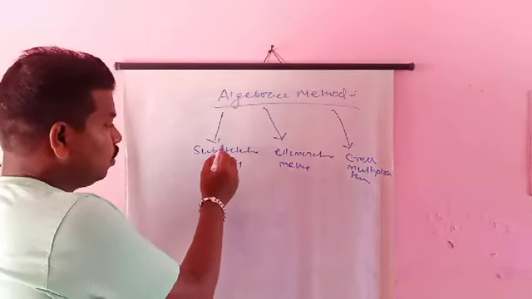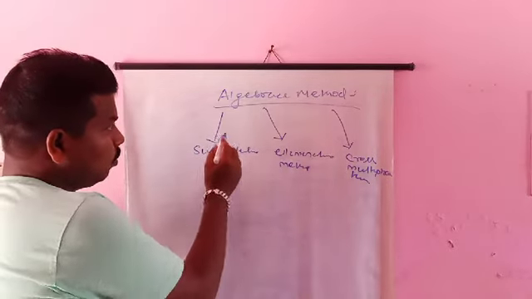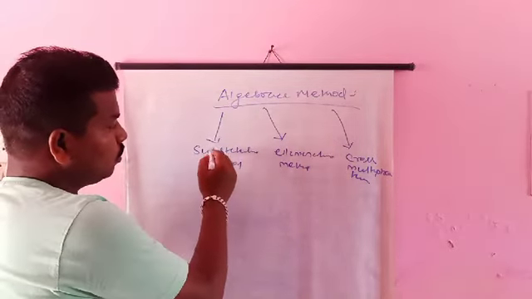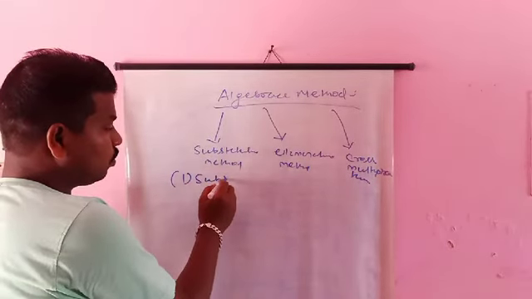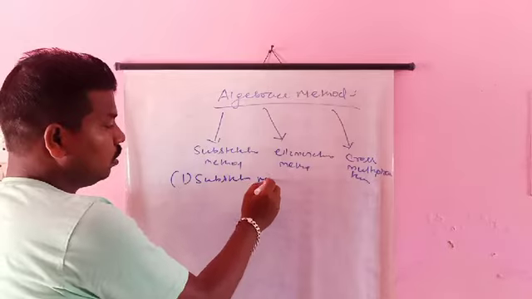First we have to solve the pair of linear equations by the algebraic method, that is the substitution method. So the first one is the substitution method.